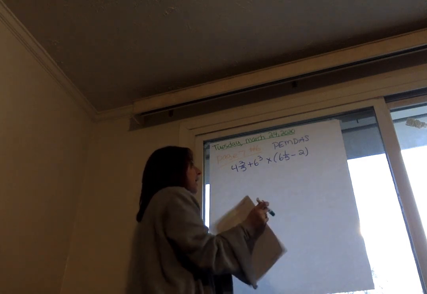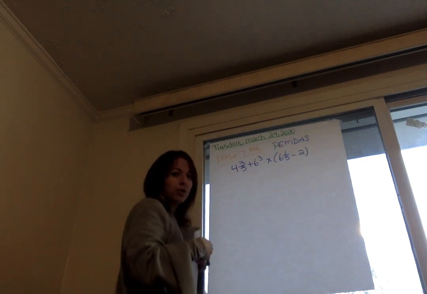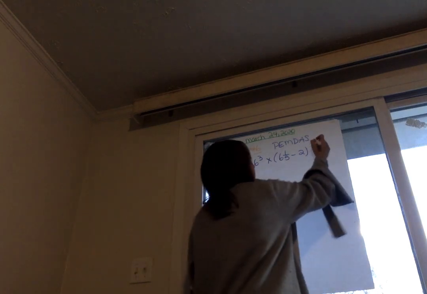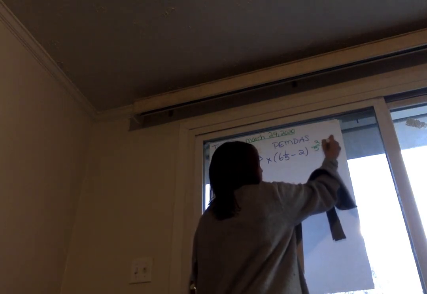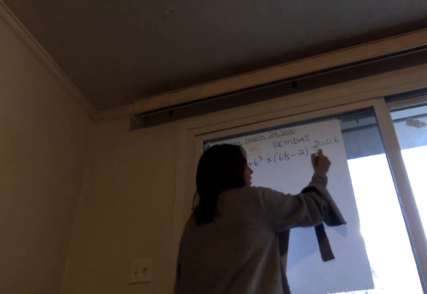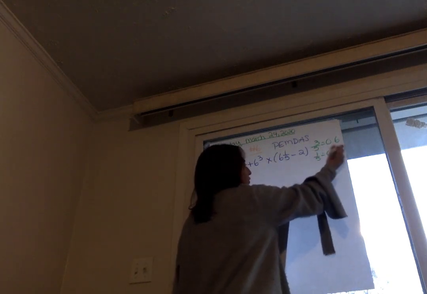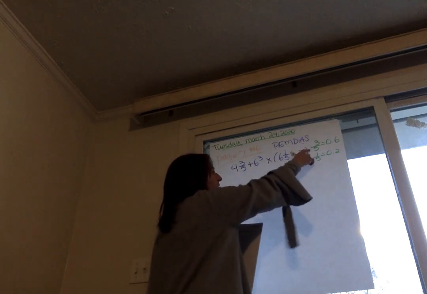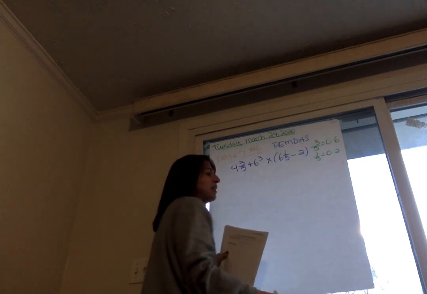Okay, so let's look. Anytime we have fractions, we want to convert them into decimals. So I'm going to write over here that 3/5 is the same as 0.6 or 0.60. And 1/5 is the same as 0.2. So if you use your calculator, you divide 3 by 5, you get 0.6.